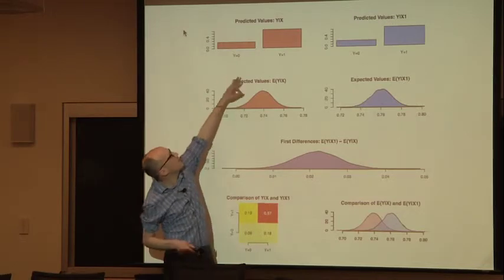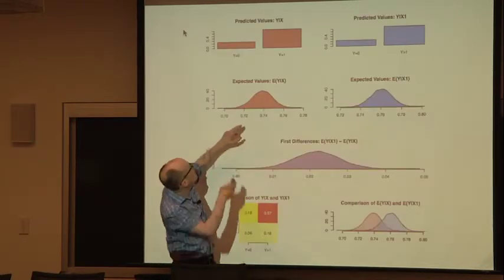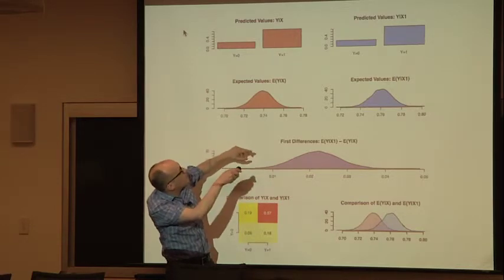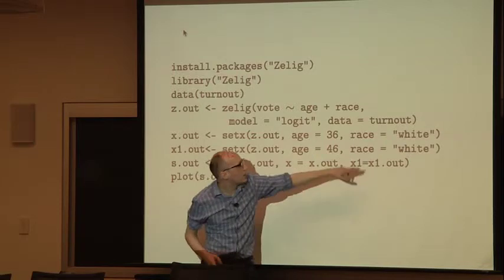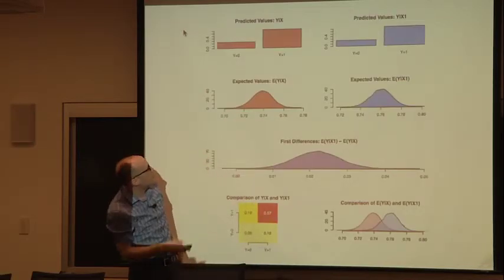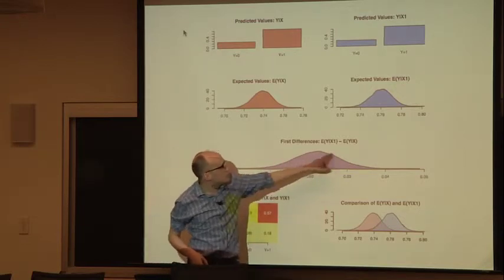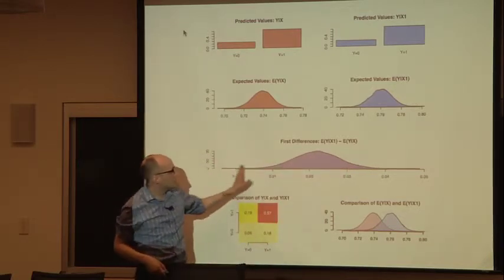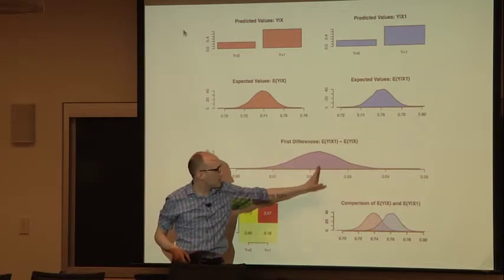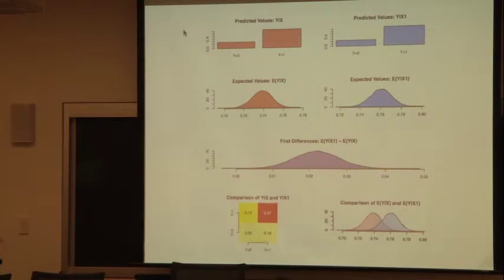So here's the probability of voting if I am age 36 and non-black. Here's the probability of voting if I am older and also non-black. So my probability of voting just went up. Here are distributions of expected values. Here's the change in the probability distribution that you might vote. So by getting 10 years older, you got 3% more likely to vote, and all sorts of other summary statistics of the statistical model that you just ran, constructed automatically by Zelig.